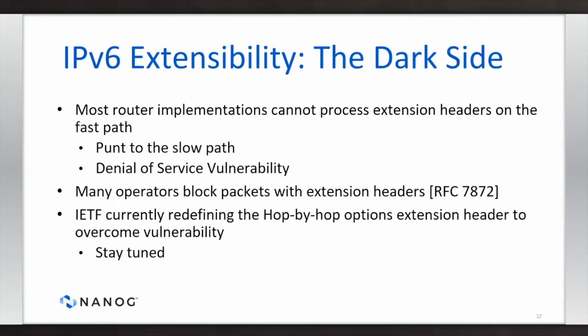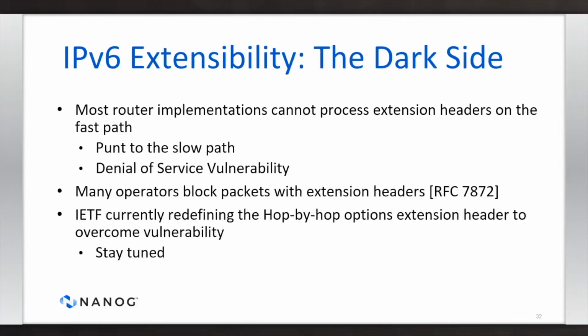Now, let's talk about IPv6 extensibility's dark side. Most router implementations can't process extension headers on the fast path. Now, especially considering the fact that the destination and hop-by-hop extension headers, as they're defined now, can be 2K long. Who can do that on the fast path? So what they do is punt to the slow path.